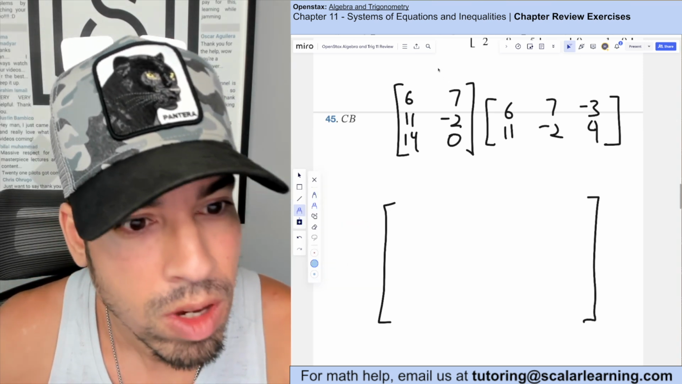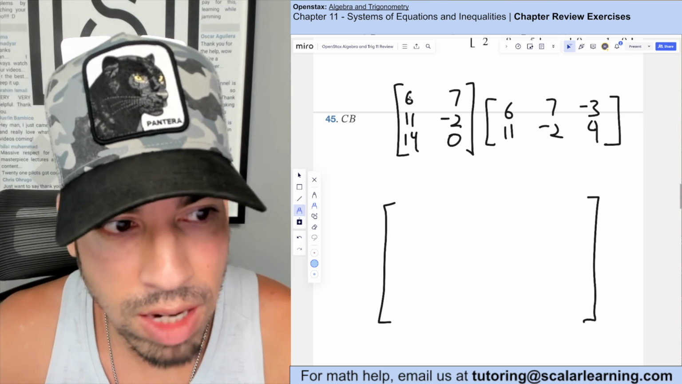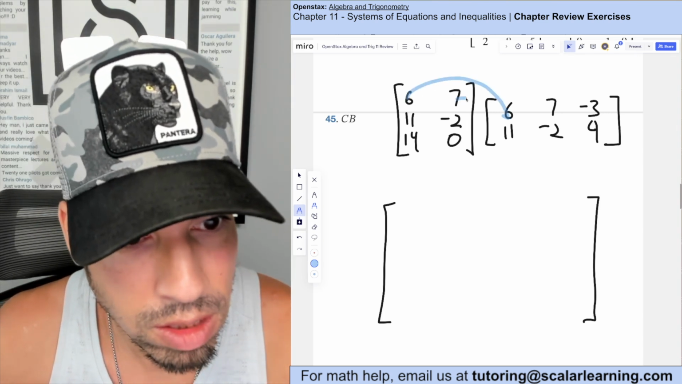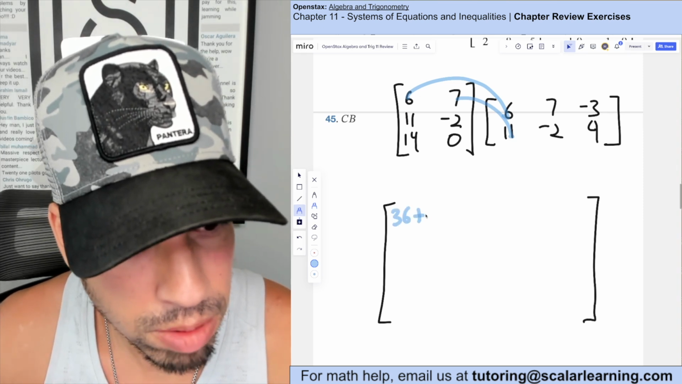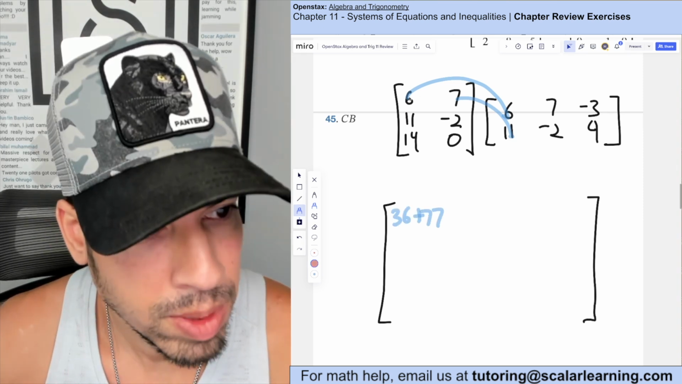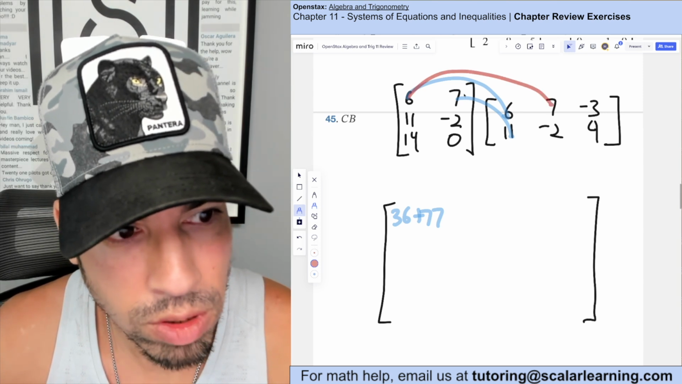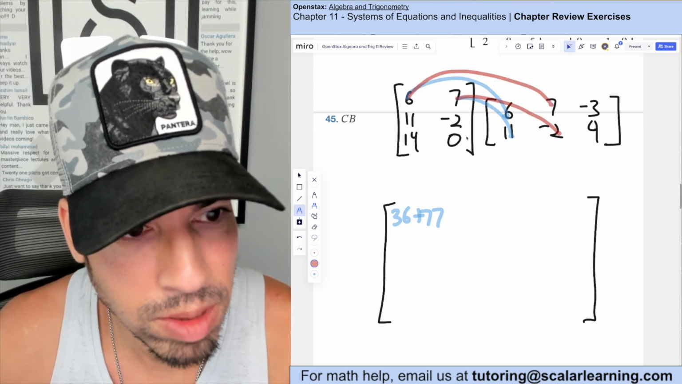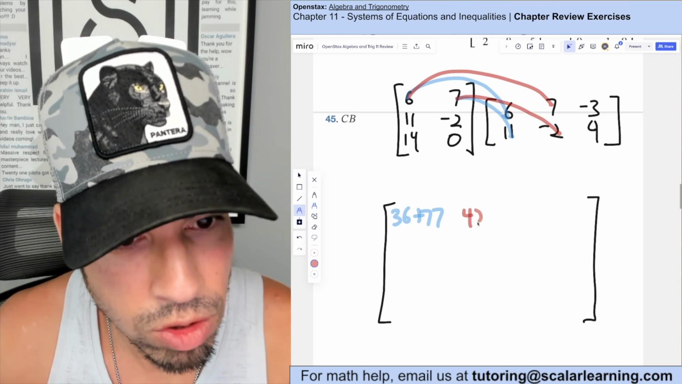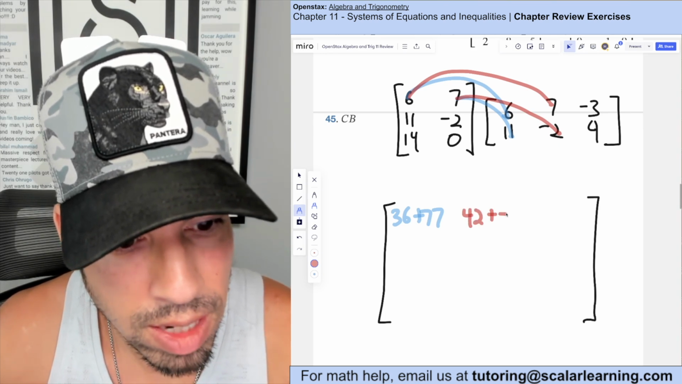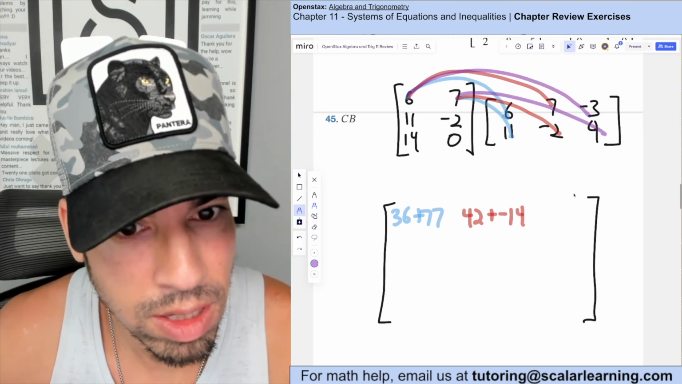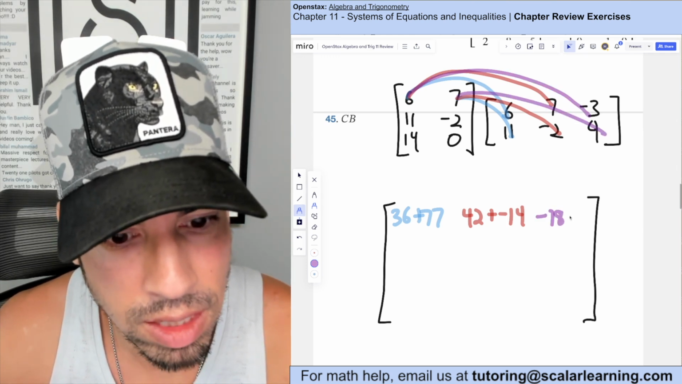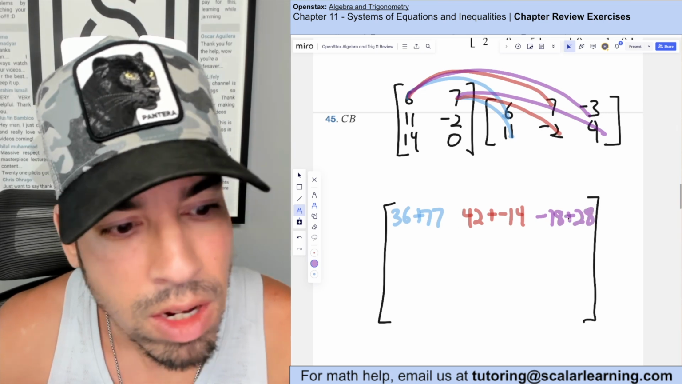Okay, here we go. So first, we're going to kind of go down the line. We're going to go this times this plus this times this. And that's 36 plus 77. Then we go down to the next values. Then that times that plus that times that. That is 42 plus negative 14. Then we go this times this plus this times this. That is negative 18 plus 28. All right, so there's my first row.